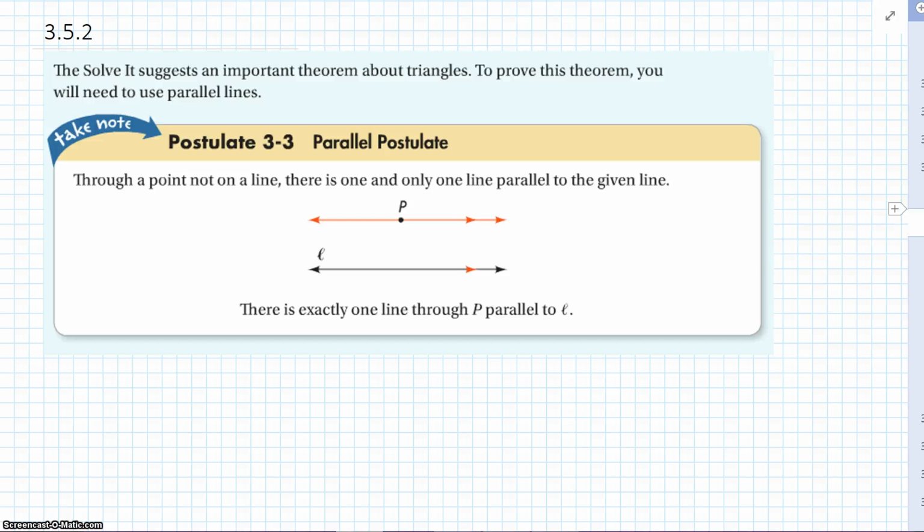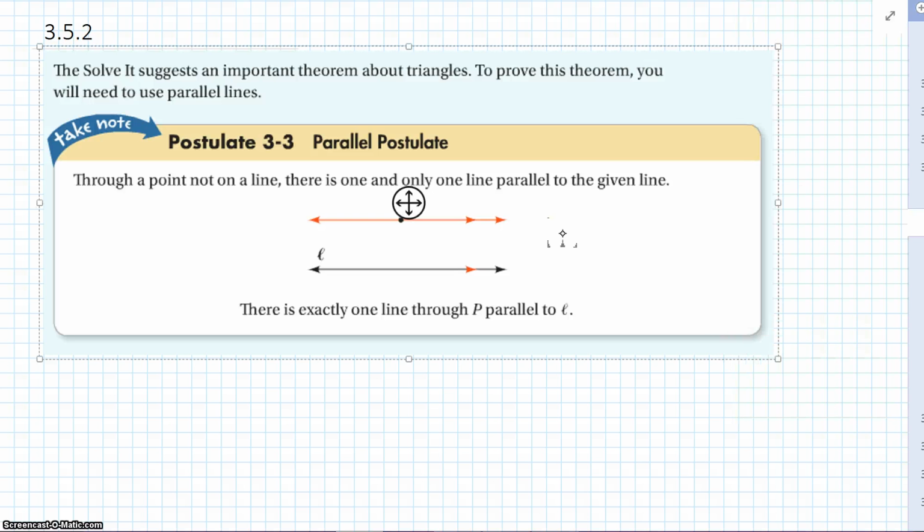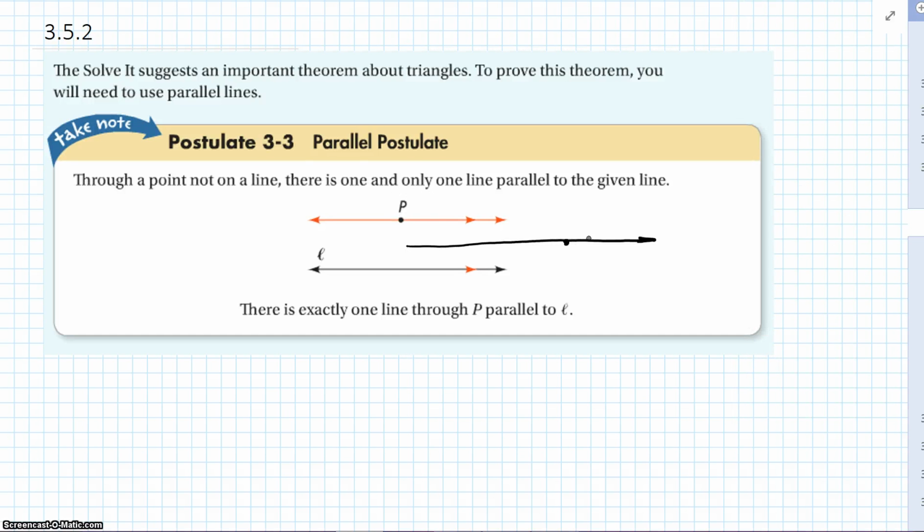All right, but how can we prove this? This suggests an important theorem about triangles. To prove it, you'll need to use parallel lines. Through a point not on a line, there is one and only one line parallel to the given line. So that's our parallel postulate. So any point in the world to a parallel line, there's only one parallel line that exists, only one. So there's exactly one line through P that's parallel to L. Okay, that's very important to know.